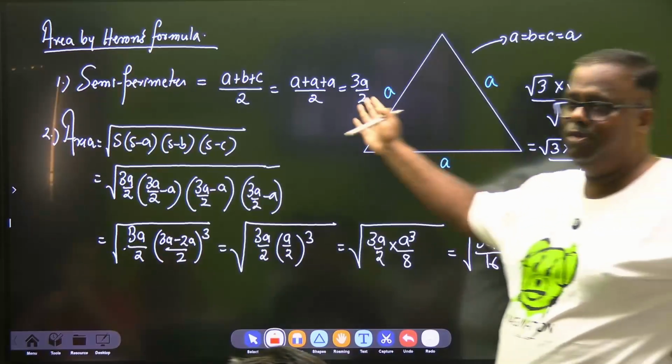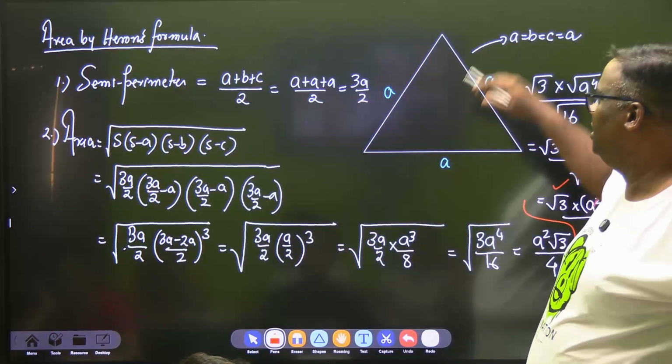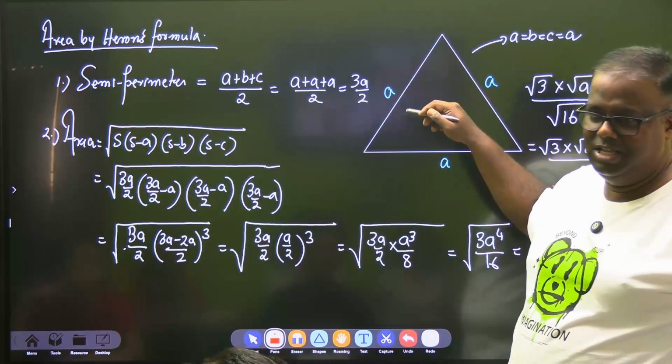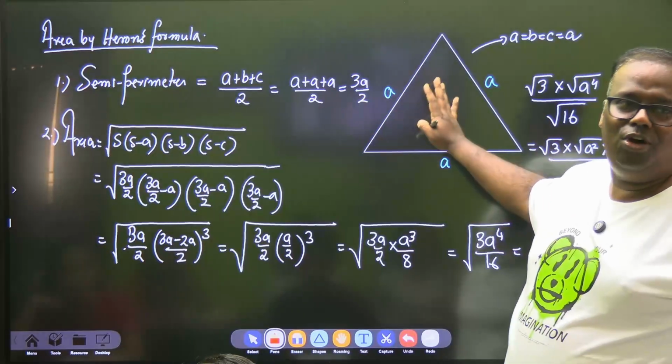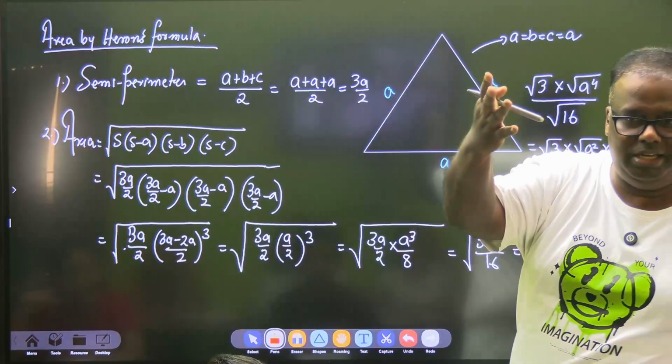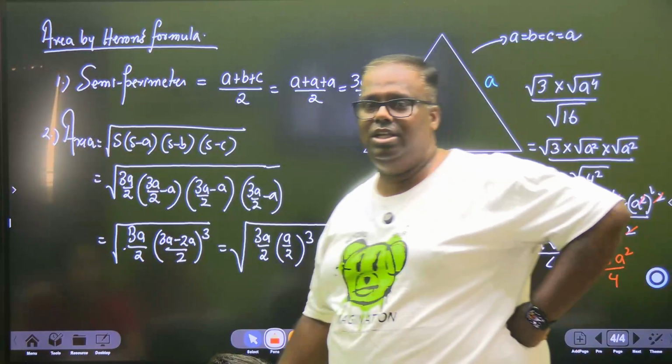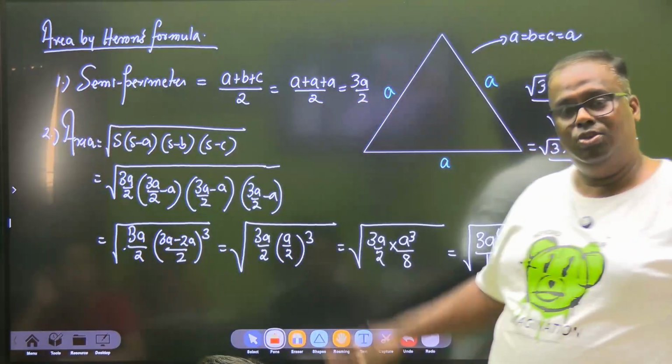Yes, first thing is semi-perimeter. In this chapter, you will only get triangles which will not be equilateral, which will not be right angled, which will all be scalene. So the only way you can calculate their area is by using Heron's formula.